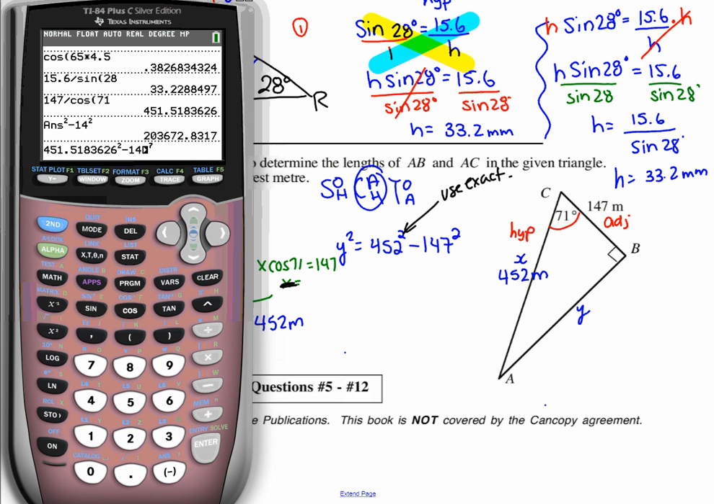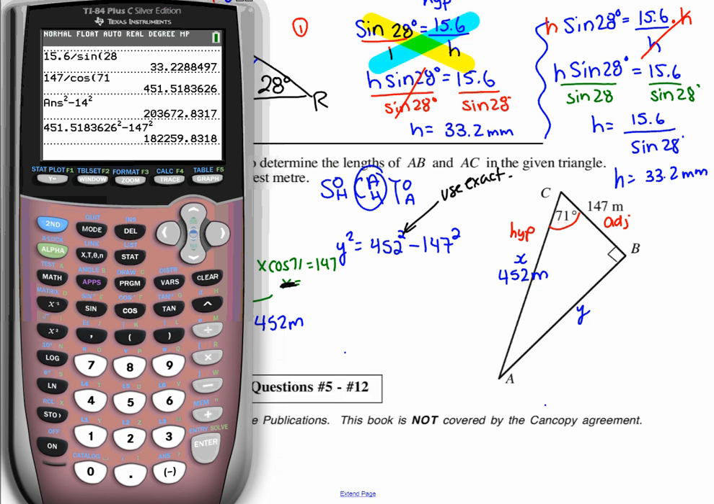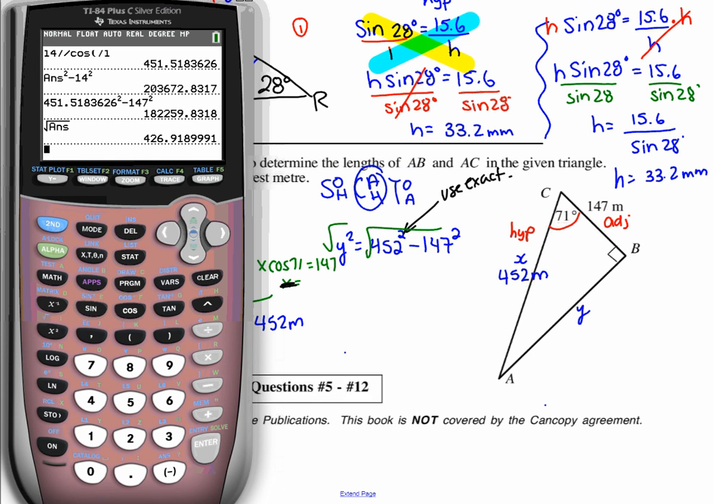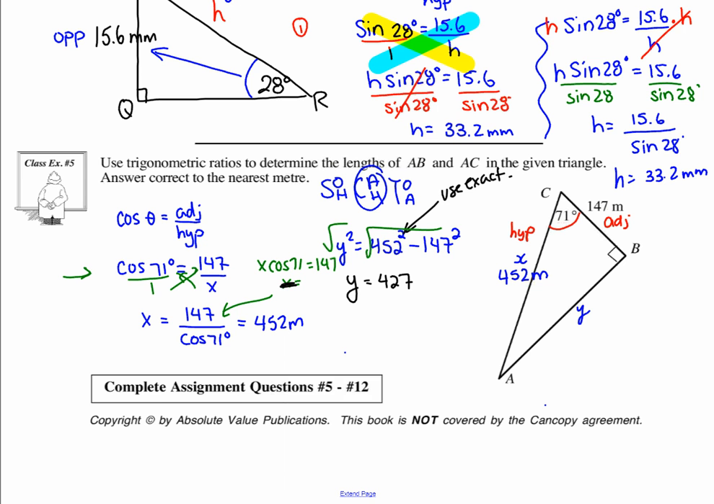147 squared. There we go. Okay, and then what do you have to do next? And then square root, so that would equal 427. That's exactly what I got. It worked out in this case that it wouldn't make a difference, but in some cases it will make a difference. So it's better just to be safe than sorry. So our answers are AB is equal to 427 and AC is equal to 452. That's our conclusion.